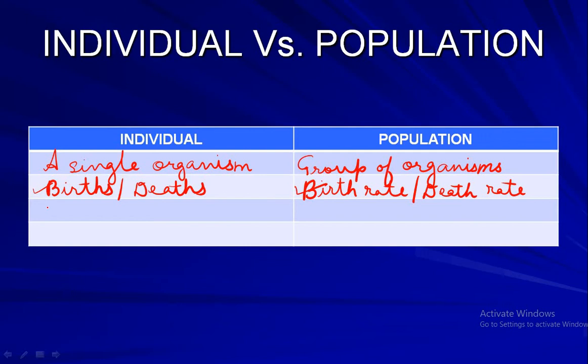The third aspect is male or female. If we talk of individual, then the sex is distinct, right? That is, the individual may be a male or the individual may be female, right? But in terms of population, it is sex ratio. Why? Because in the population, there are males also, there are females also. So we cannot say that the population is male or the population is female, right? In that case, we need to calculate the sex ratio. That is, how many individuals in the population are male, how many individuals in the population are females, right?